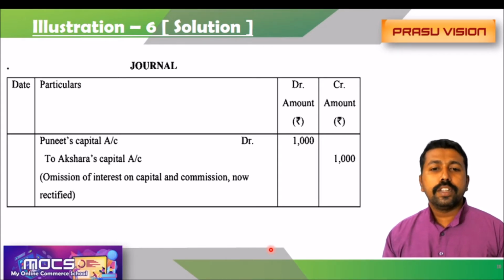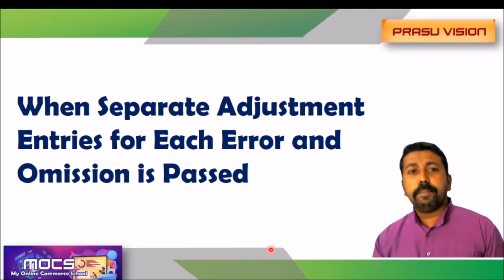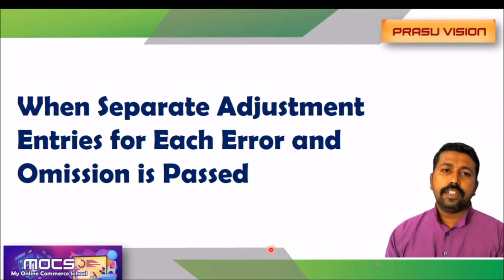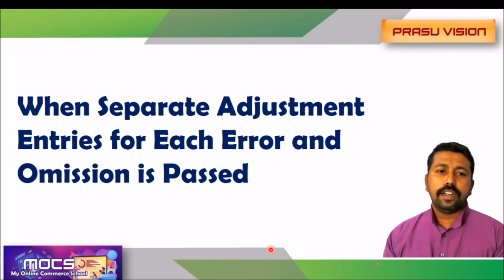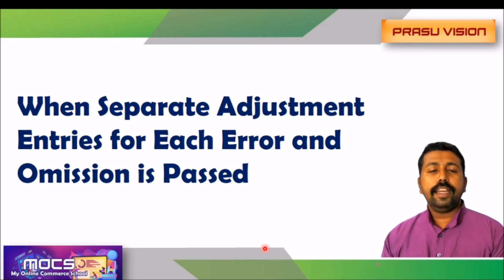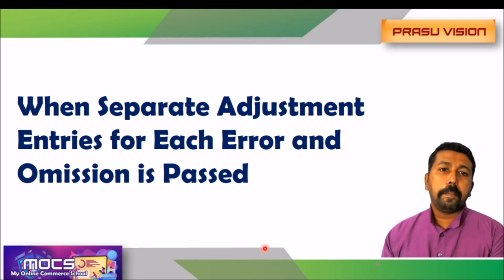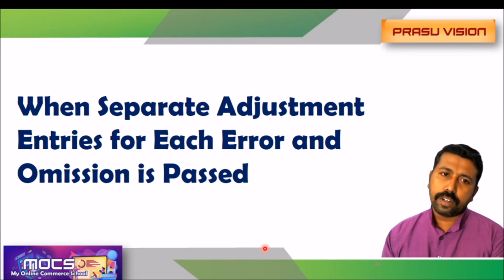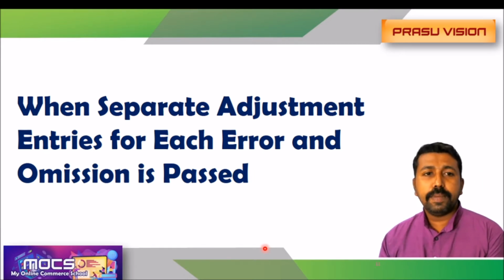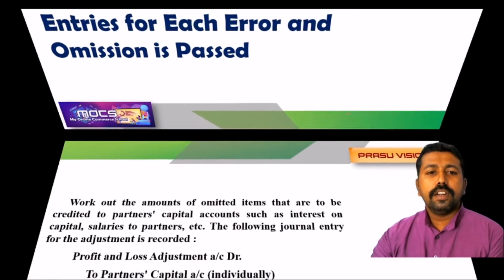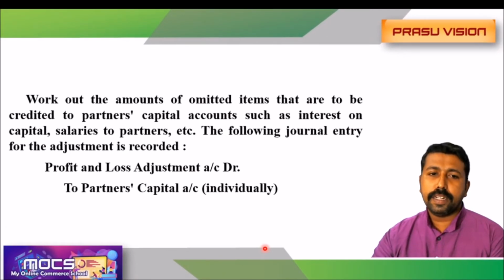Then we are moving to the next case. How do we write the separate adjusting entries for each error or omission in the accounts? So how to write the separate adjusting entries? Actually, the separate adjusting entries are prepared with the support of an account known as the profit and loss adjustment account. So remember how to prepare the profit and loss adjustment account.